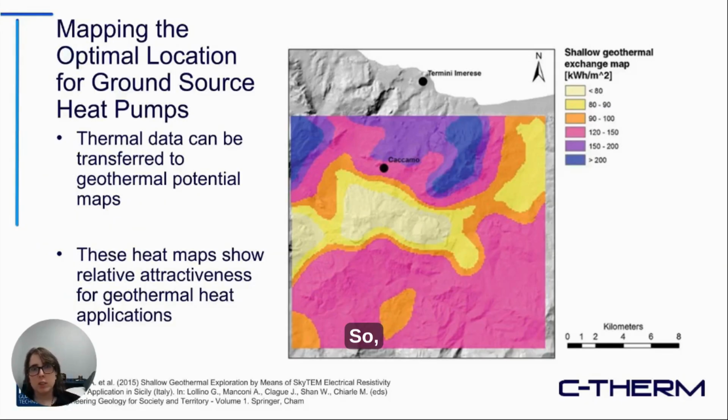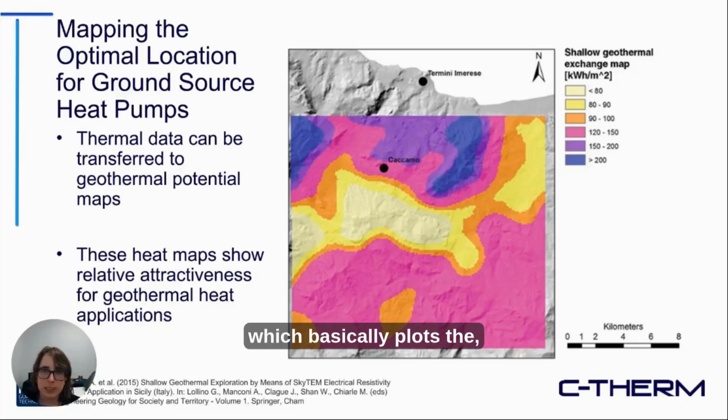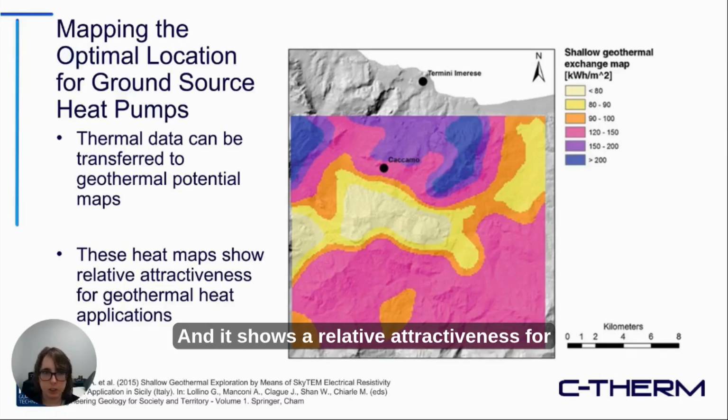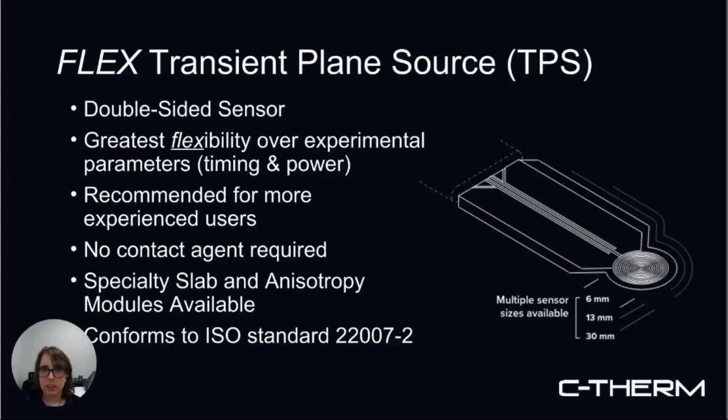Next. So, what they did was they took all of these data sets and collected them into this shallow geothermal exchange map, which basically plots the factor of potential versus the geographical area, and it shows the relative attractiveness for geothermal heat applications of different regions. In this case, pale yellow is relatively poorly performing, and bright blue is a relatively attractive region.